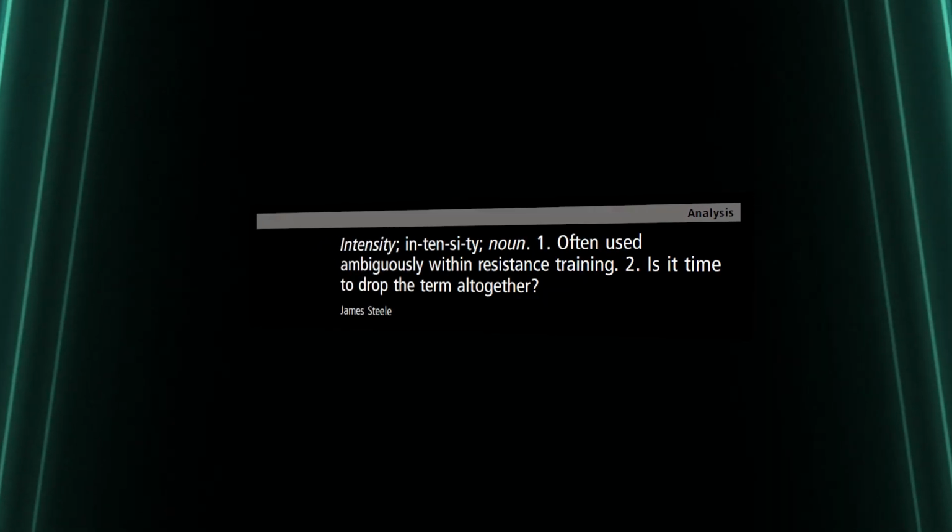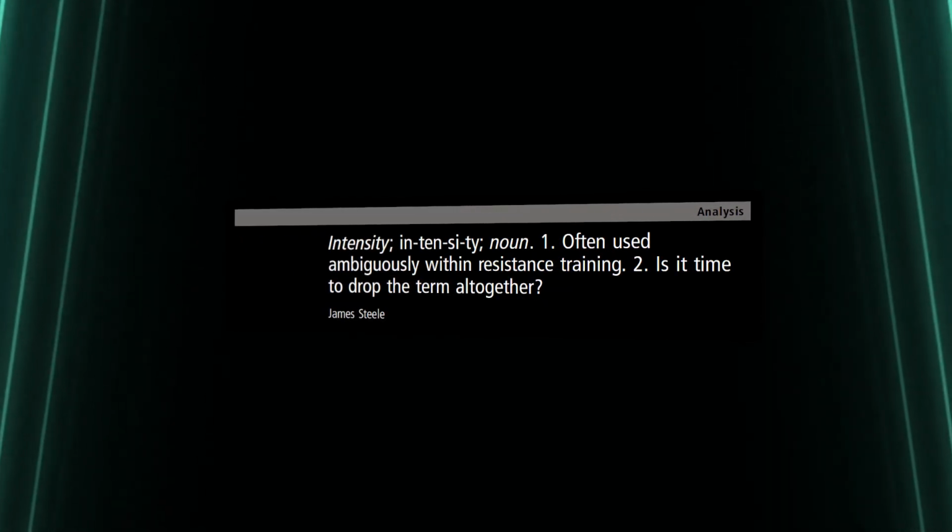However, the issue in most of these contexts is that intensity is usually poorly defined. What can happen is we end up diluting our attention away from the training variables that are actually responsible for progressing strength or muscle growth respectively. In today's video, we're going to better define intensity and make sure none of the time in the gym is wasted. Questioning the ambiguity of the term intensity isn't a new concept.